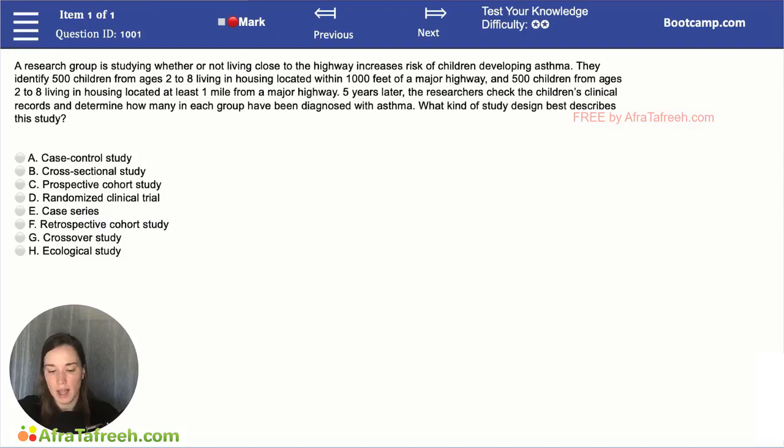What kind of study design best describes this study? A. Case control study. B. Cross-sectional study. C. Prospective cohort study. D. Randomized clinical trial. E. Case series. F. Retrospective cohort study. G. Crossover study. Or H. Ecological study. So take some time to think about this question.